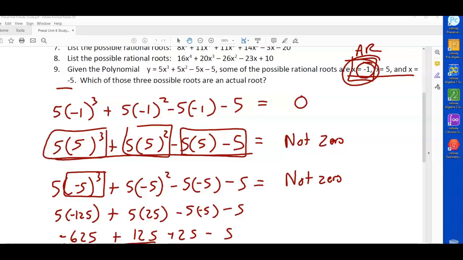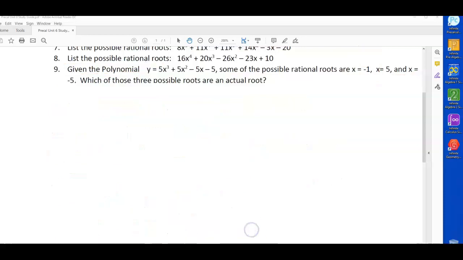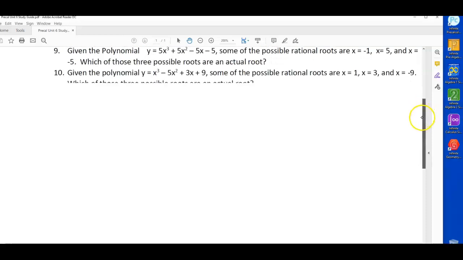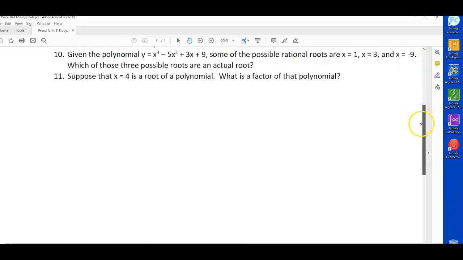So 7 and 8 is where you find possible roots. 9 is where you plug them in and you find out which ones are actual roots. Okay, so let's go ahead and move on. I'm going to let you guys handle 10, and I will do number 11 now.